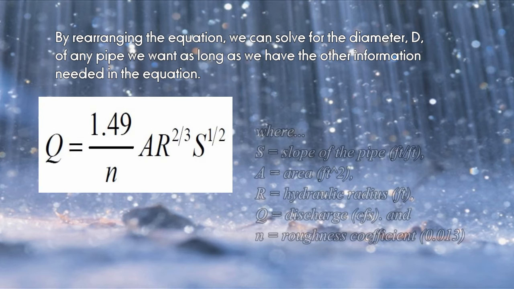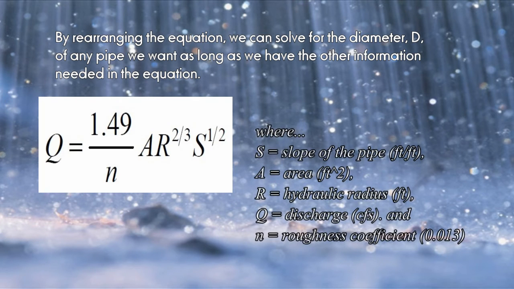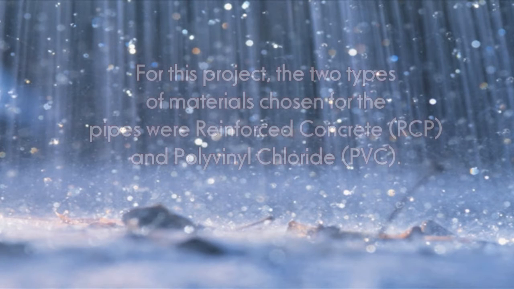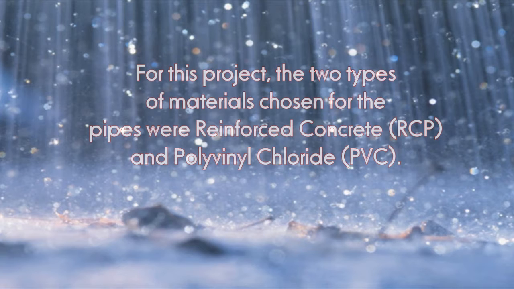With S being the slope of the pipe, A the cross-sectional area of the pipe, R the hydraulic radius, Q the discharge, and n the roughness coefficient, which in this case was 0.013. For this project, the two types of materials chosen for the pipes were reinforced concrete and polyvinyl chloride, also known as PVC.